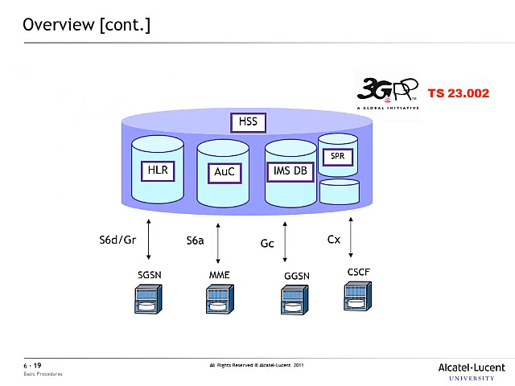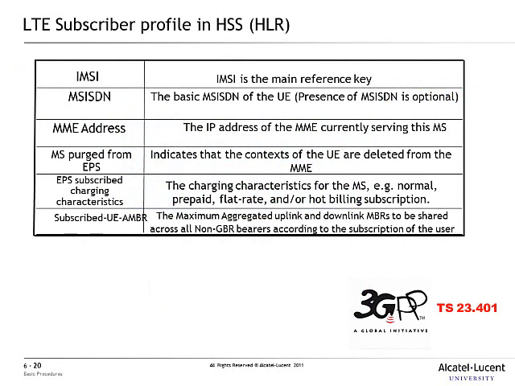Now what sort of information? There's a lot of stuff that's kept in the databases. Some of the information is static, some of the information is dynamic. So we've just got some of the important ones here. So we've already talked about the MS-ISDN, which is the dial number. You also want to have the IP address of the MME that's currently serving the mobile subscriber.